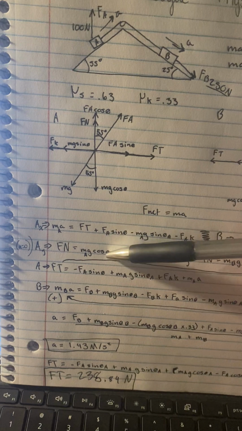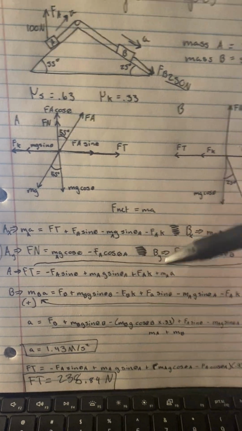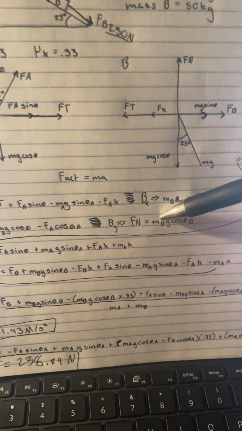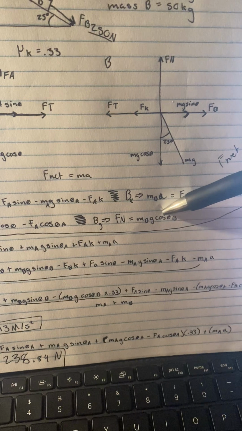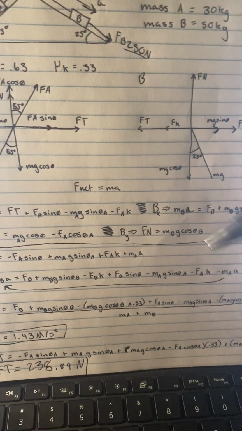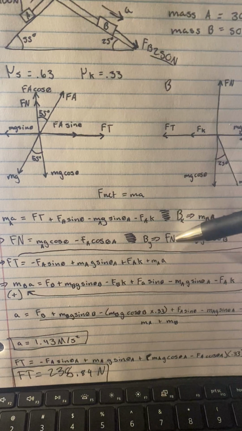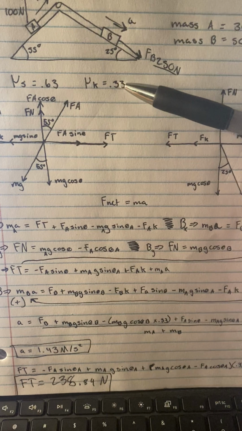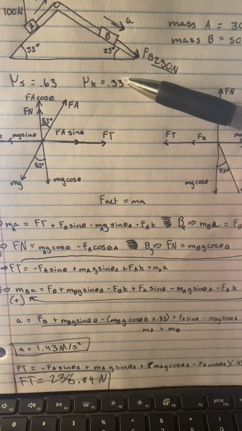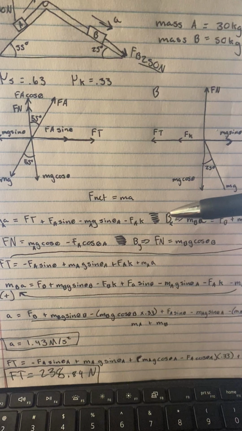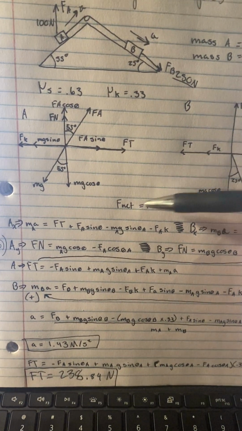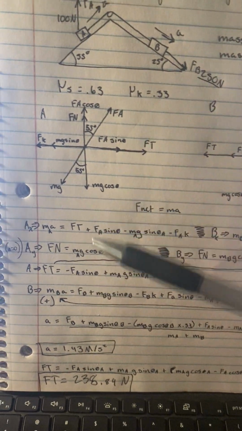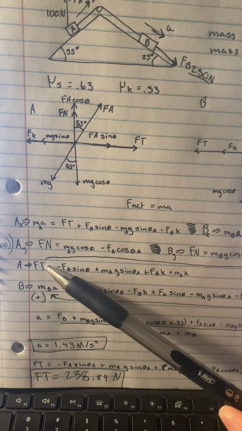Let's go ahead and solve for force normal using F net equals ma. And for B's case, solving for force normal, you get mass of B times g cosine theta. This will be used in our force of friction: force normal times our coefficient for kinetic friction equals the force of friction.